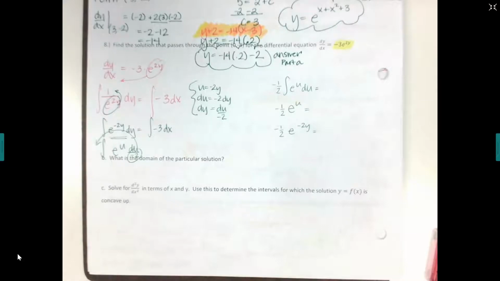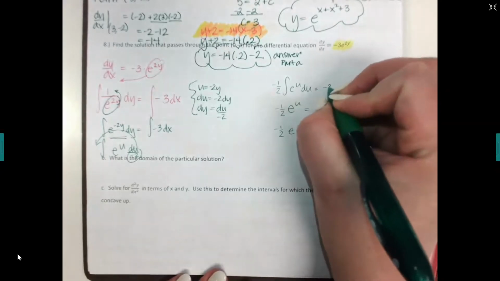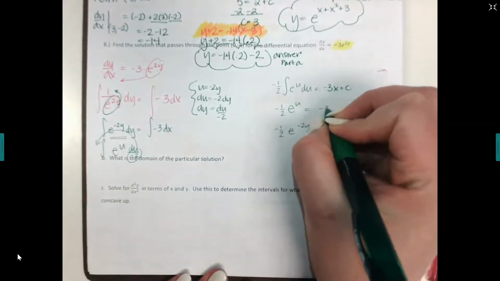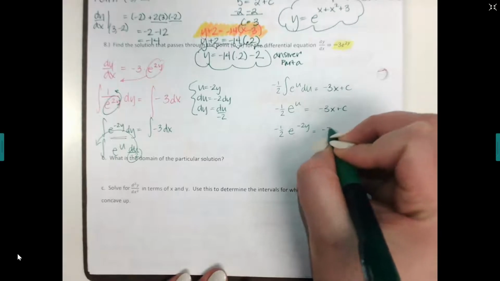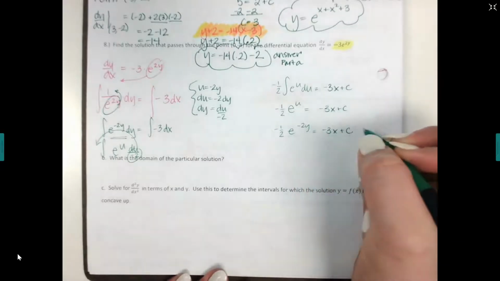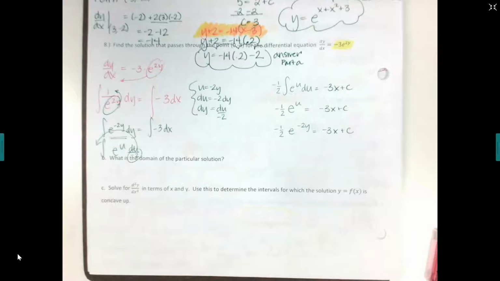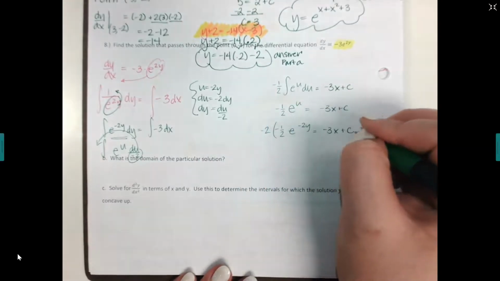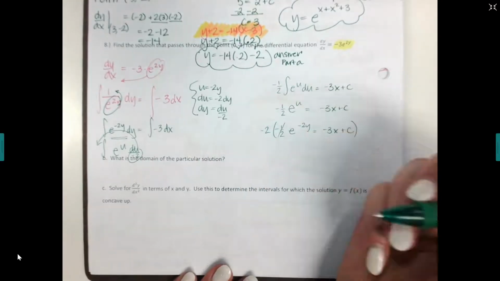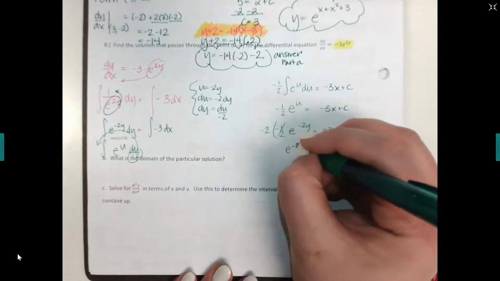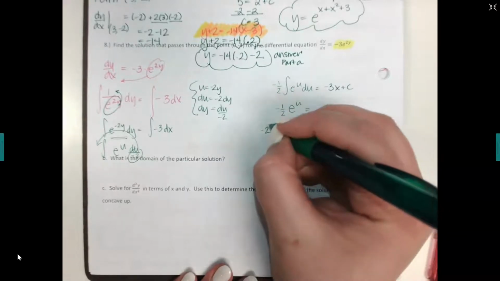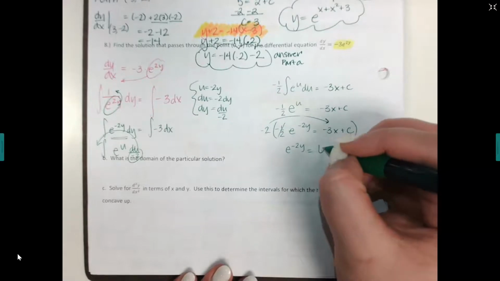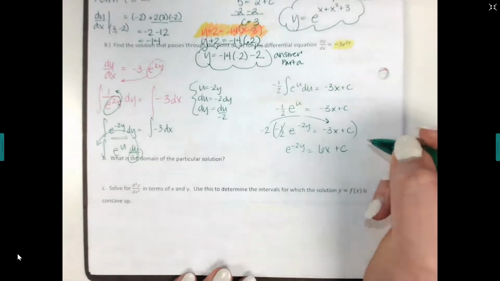What's the integral of negative 3? Yeah, just a negative 3x plus c. Okay? And then from there, what would I do next? Multiply by negative 2. So this would cross out. E to the negative 2y would stay. Negative 3 times negative 2 turns that into a positive 6x. C I'm just going to leave alone.